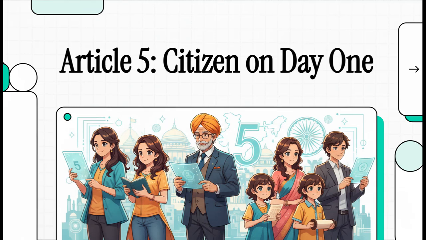Every new nation, right at its birth, has to ask itself a really fundamental question. Who are we? Who's in? Who belongs? Today, we're going to dive deep into how India's constitution tackled this head-on with Article 5. This is the article that defined exactly who was a citizen at the very moment the Republic came into being.